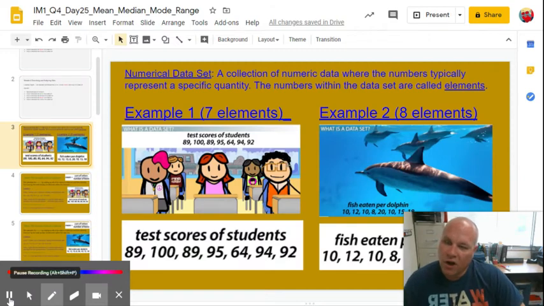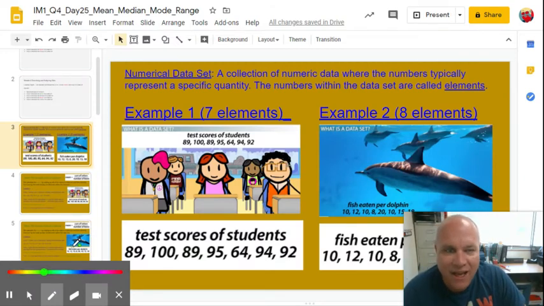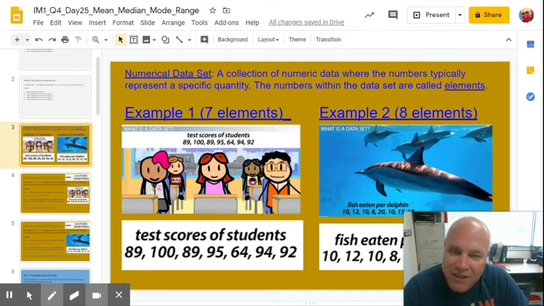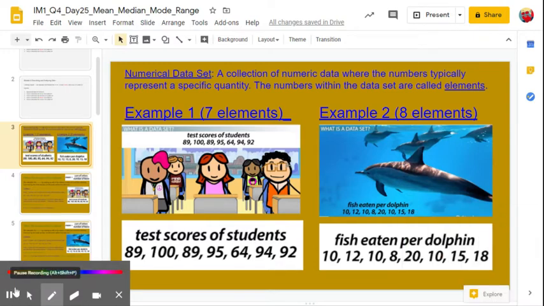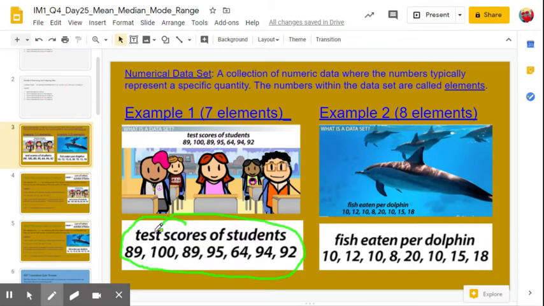So in this unit, our data sets are all going to be numerical. A numerical data set is a collection of numeric data where the numbers typically represent a specific quantity. The numbers within the data set are called elements. So here in example 1, we have test scores of students. There's the scores. We have 7 different numbers, so we say we have 7 elements.